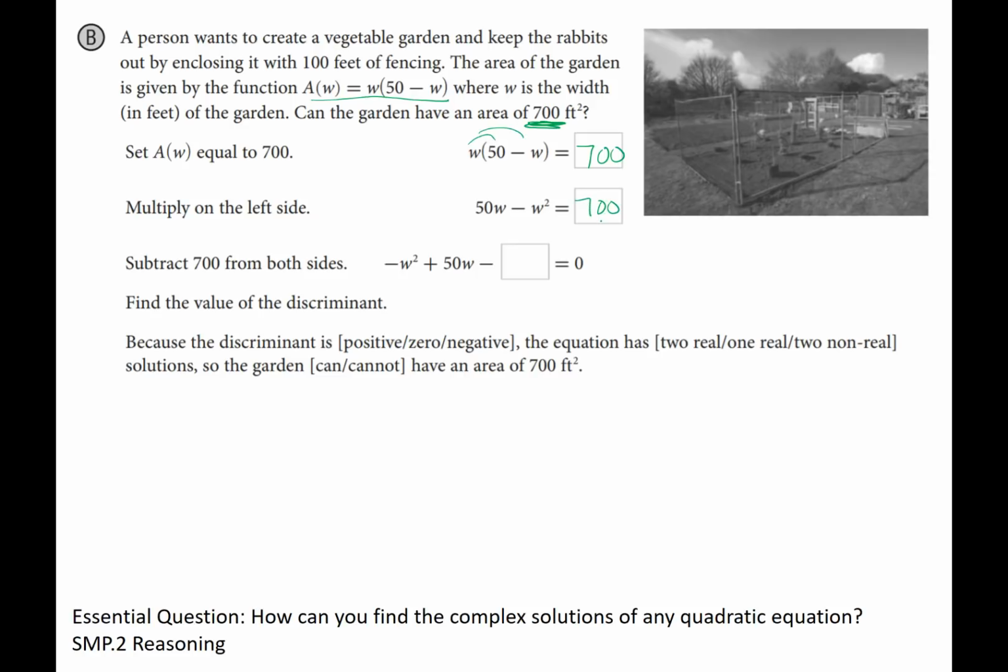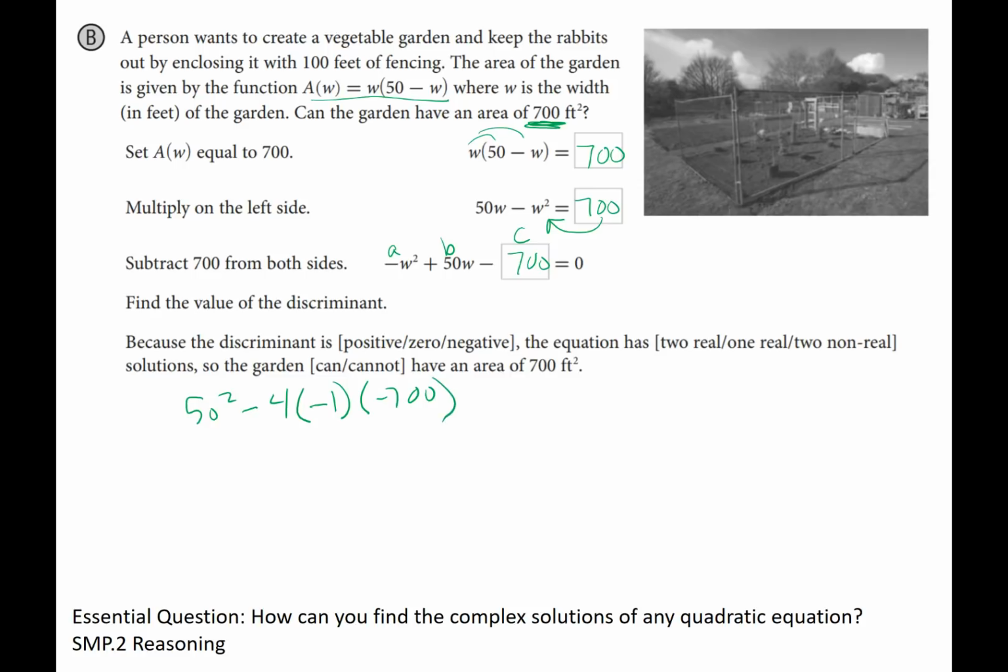Okay, and then they're going to bring this 700 to the other side by subtracting, so it'd be minus 700. And they want us to find the value of the discriminant. Again, it's A, B, C. So to find the value of the discriminant, we would do b squared, so 50 squared minus 4 times a, which is the negative 1, times c, which is negative 700.